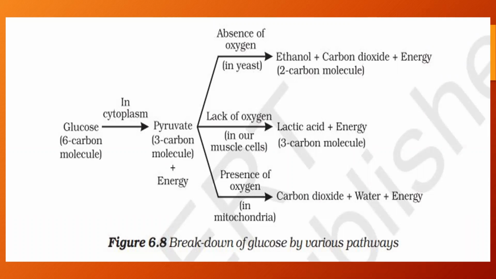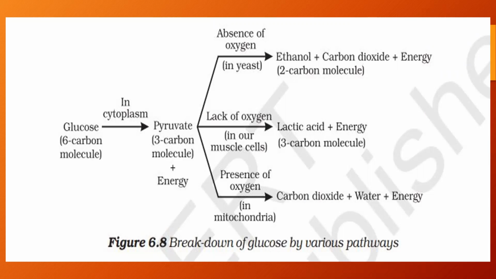Now, the fate of this pyruvate to release more energy depends on the kind of environment in which the organism is living. If I take the example of yeast, they mostly live in anaerobic conditions. Anaerobic conditions means there is an absence of oxygen. So in the absence of oxygen, this pyruvate is broken down in the yeast, and we all know that yeast is a unicellular organism, so all the cellular respiration takes place in its main body, or its cytoplasm.